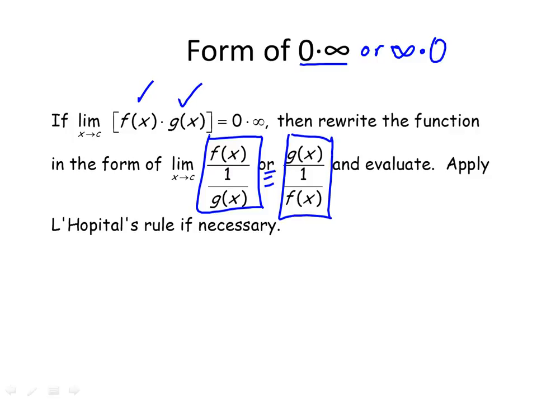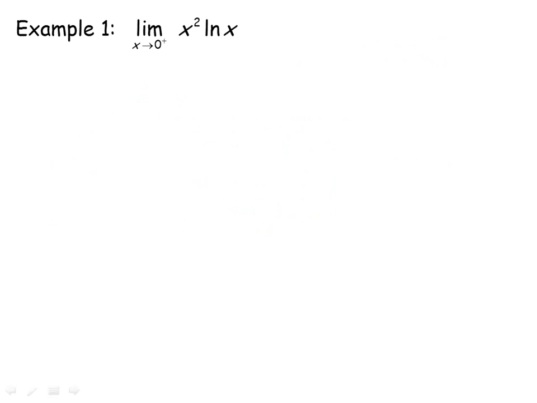So let's try it. Let's go with this one. You have your limit as x is approaching infinity. I'm sorry, no, it's not. As x is approaching 0, what does that plus sign mean? Haven't seen it since Cal 1. It's approaching from the right.